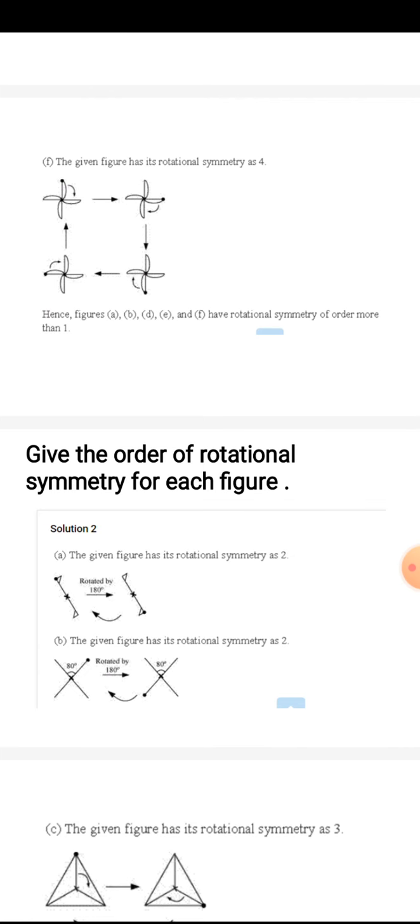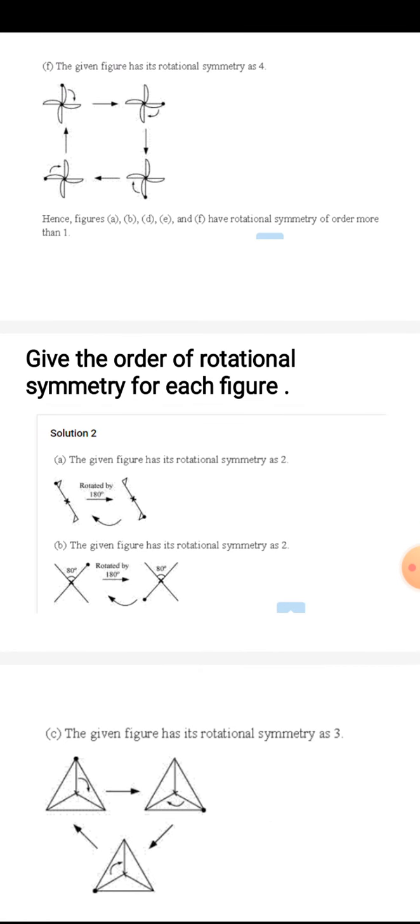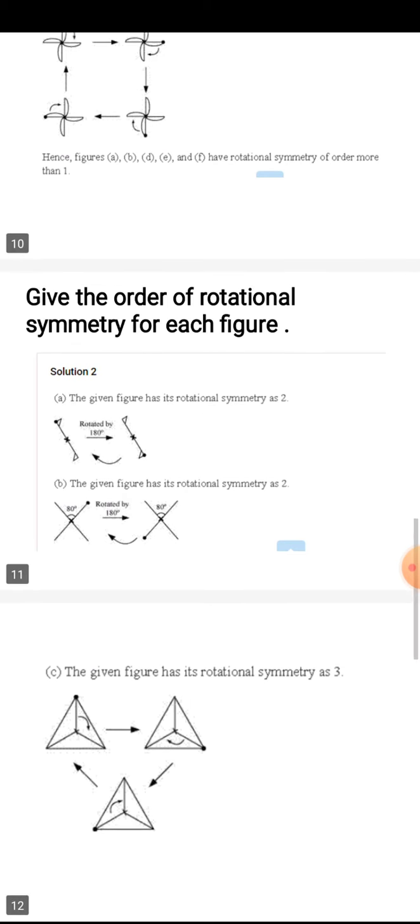Are you getting there? Yeah. Look at the B part. The given figure has a rotational symmetry as 2. Can you tell me why? Yes. If you are rotating 180 degree, then it looks like same. Again, if you are rotating one more time to 180 degree, then again it looks like same. So, in one complete rotation, it looks like same 2 times. Therefore, the order of the rotational symmetry will be 2. Am I right? Yeah.